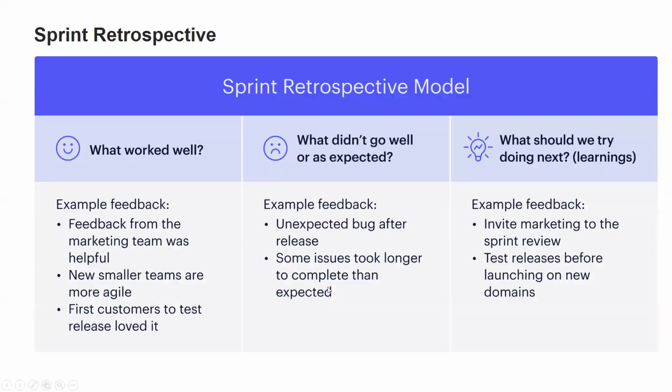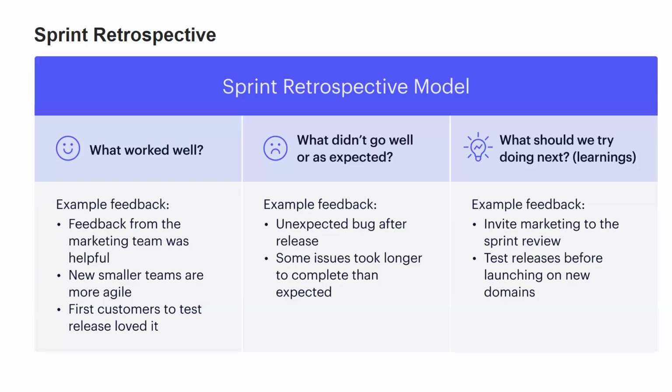And in the retrospective, we will discuss what worked well, what didn't go well, and what we should try doing next. Example feedback: feedback from the marketing team was helpful, so it has worked well. New smaller teams are more agile. First customers to test the release loved it. So those things have been working well.